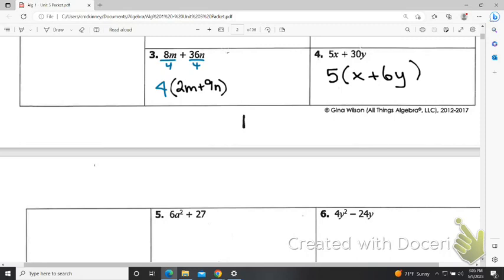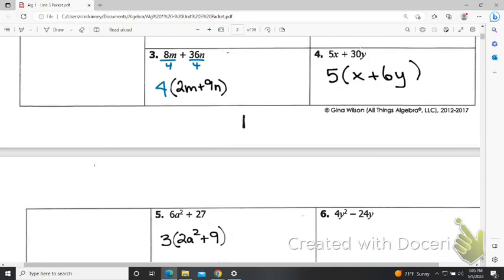So number 5, what goes into 6 and 27? Yes, indeed, 3. So I'm going to divide them both by 3. That gives me 2a squared plus 9. Again, nothing left in common inside. So those have only had constants or a coefficient with a common factor.